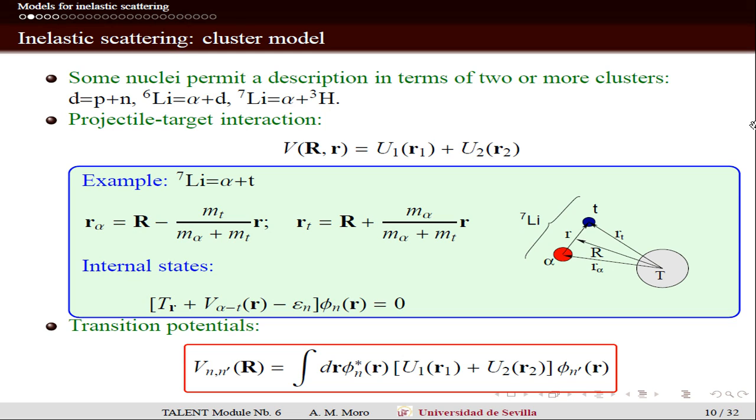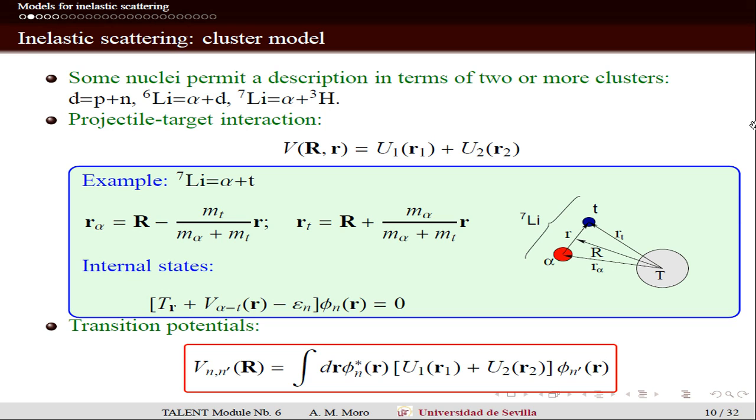So the transition potentials in this model, remember, these are just the projectile-target interaction matrix elements between different states. So we obtain some states here. So imagine lithium-7, we get in this simple model the ground state and first excited state. So we can calculate all possible transition potentials.